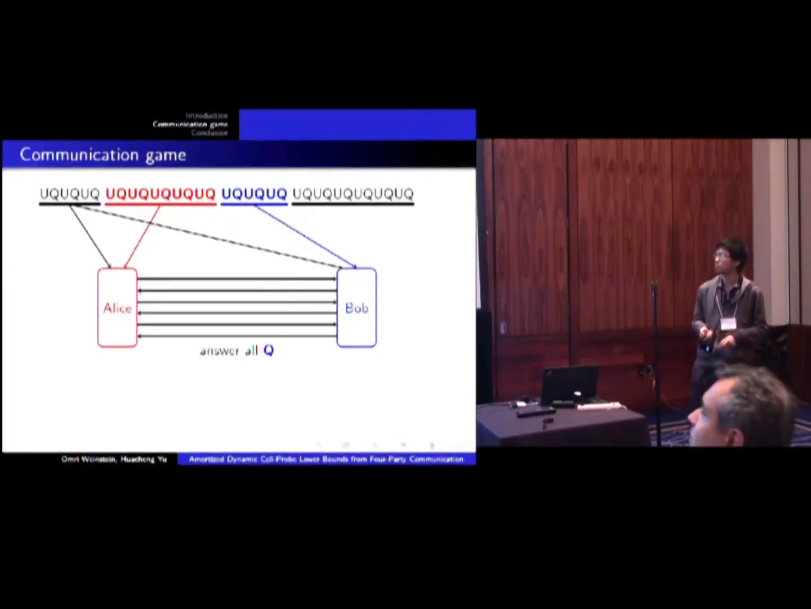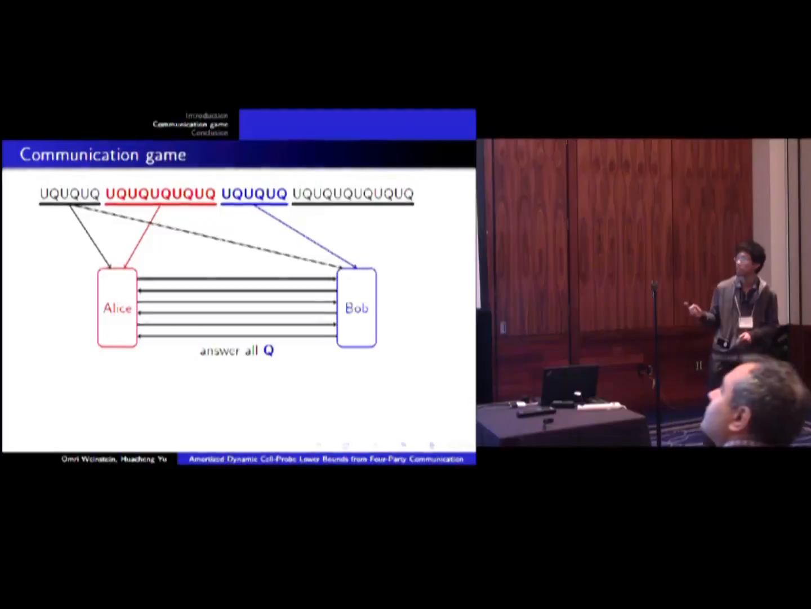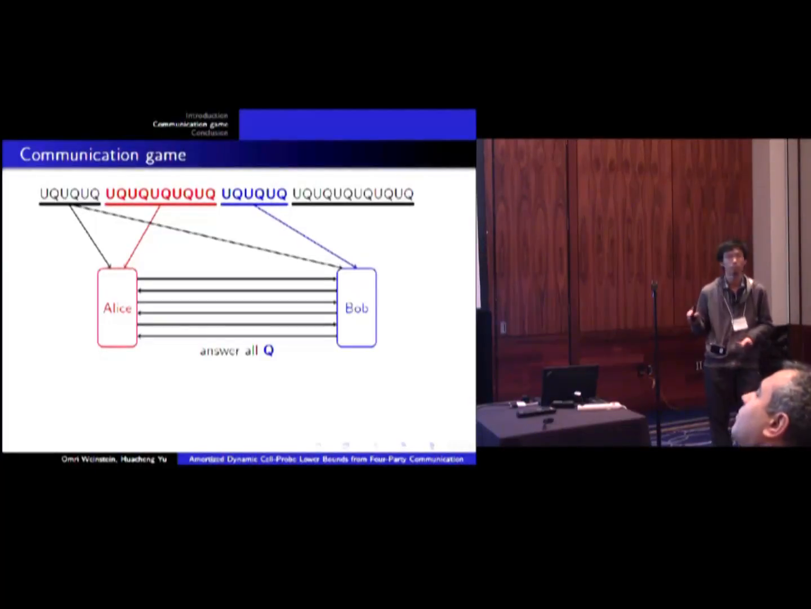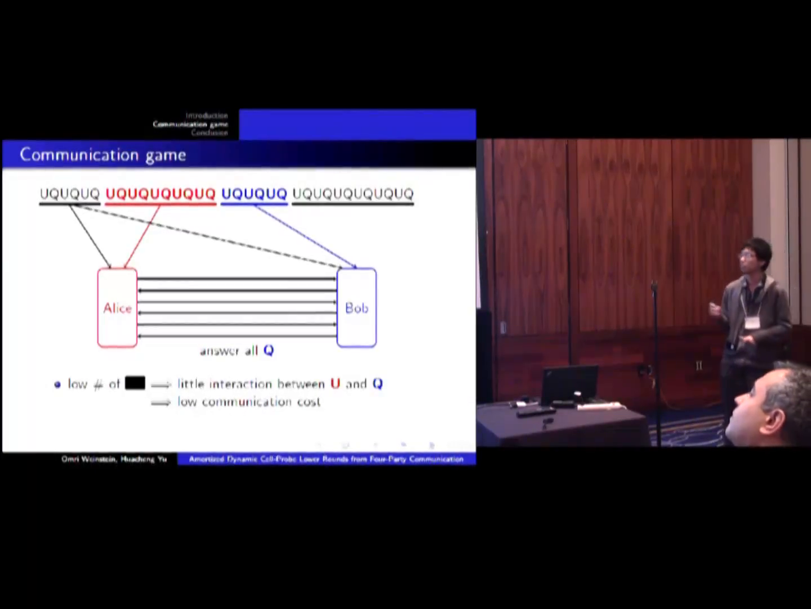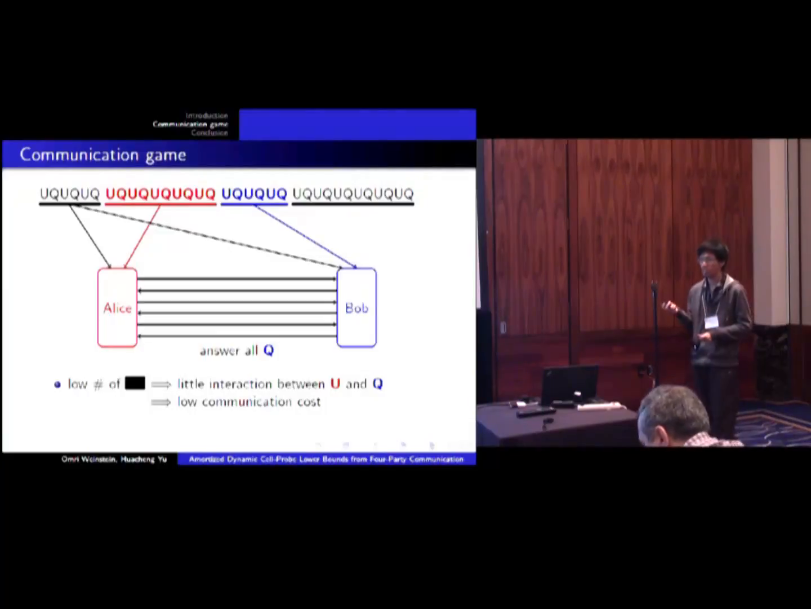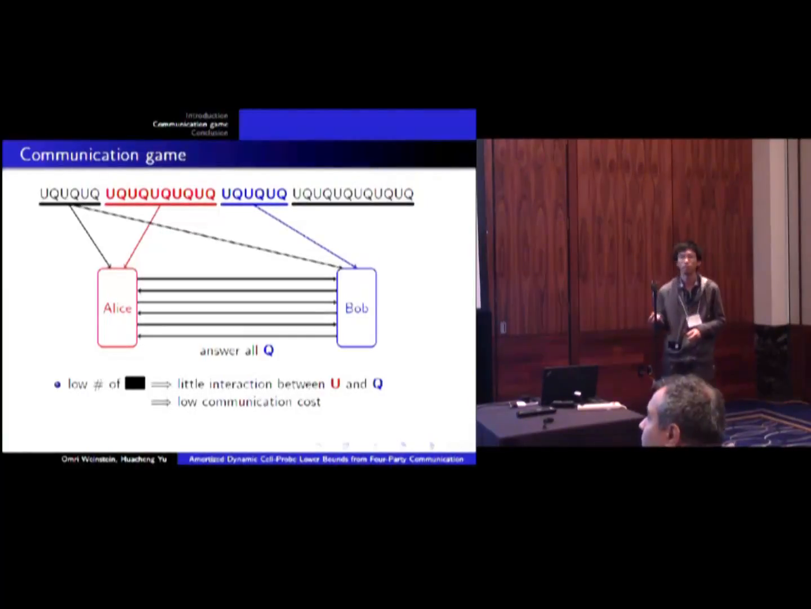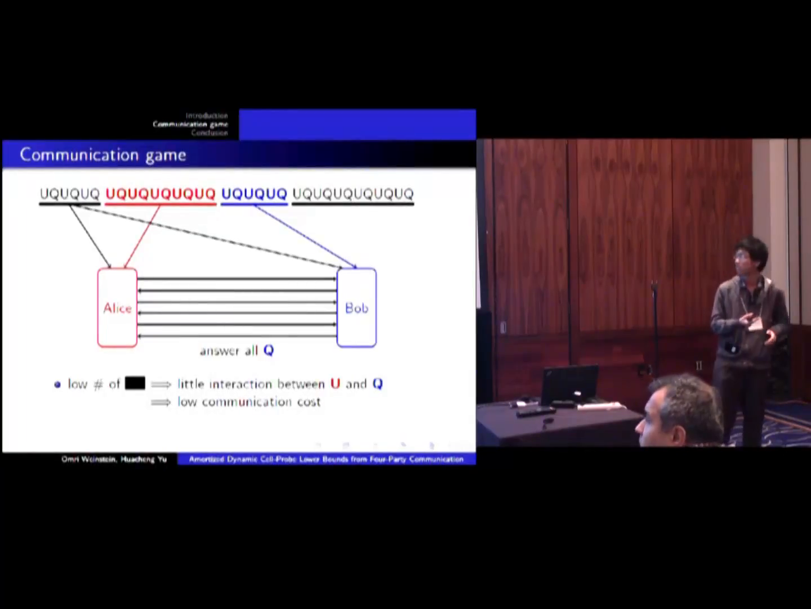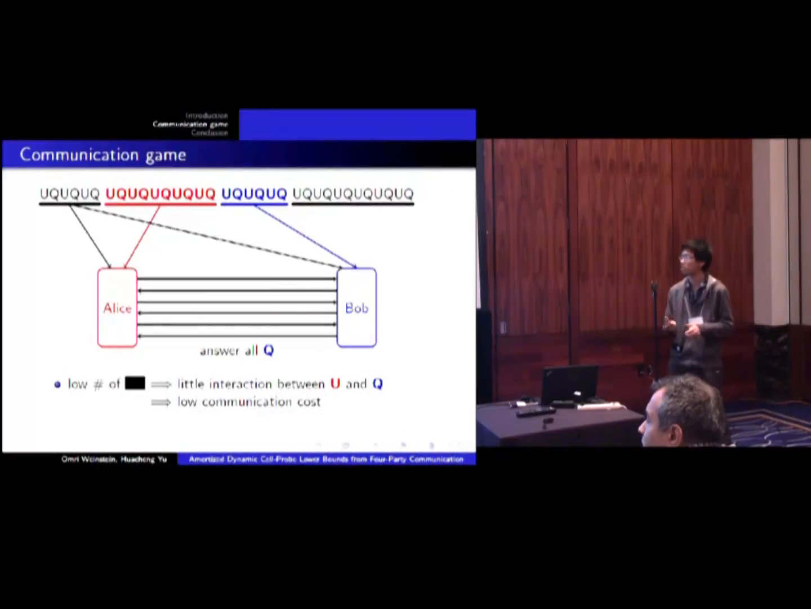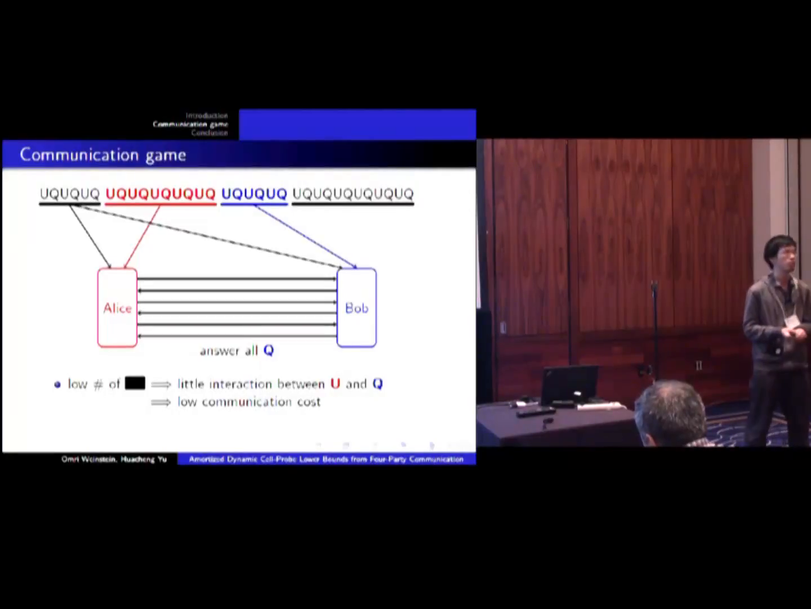So the proof of a data structure lower bound usually goes in two steps. First, we try to show that the complexity of this communication game is related to the performance of the data structure. Intuitively, if the data structure probes very few cells in common during these two intervals, then it means there's very little interaction between the red updates and the blue queries. And this will result in a low communication cost.